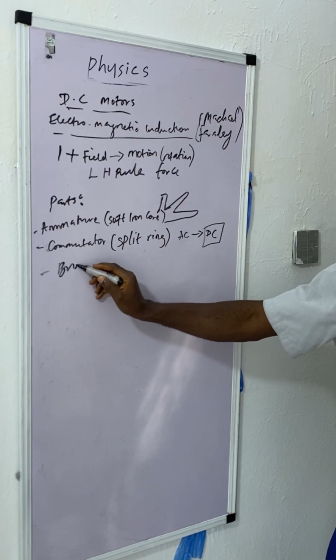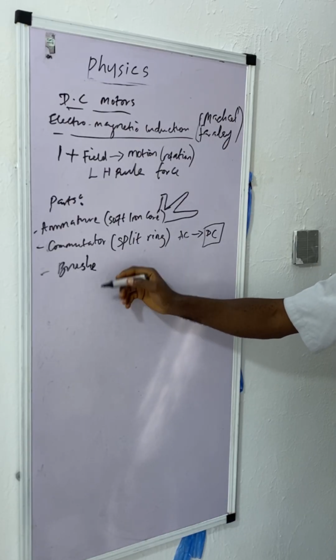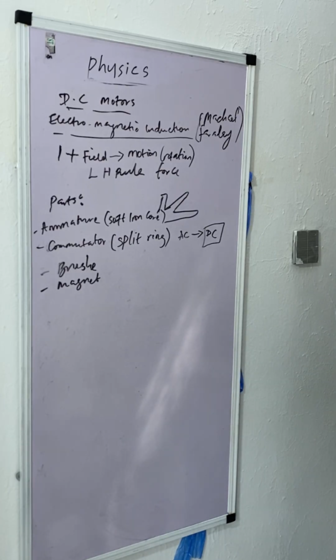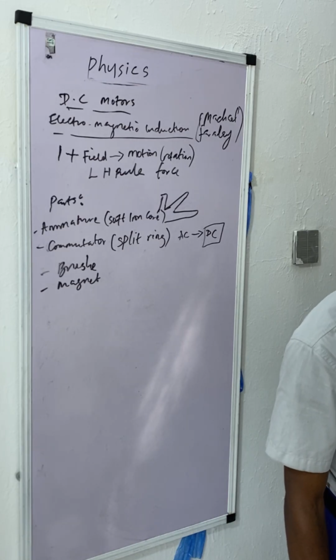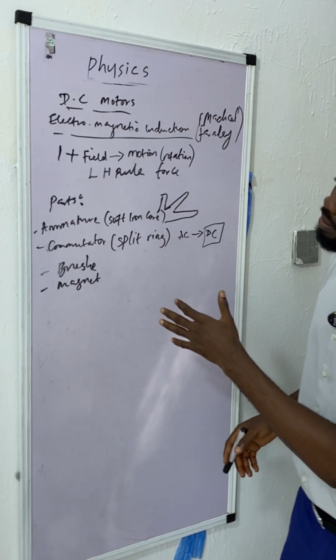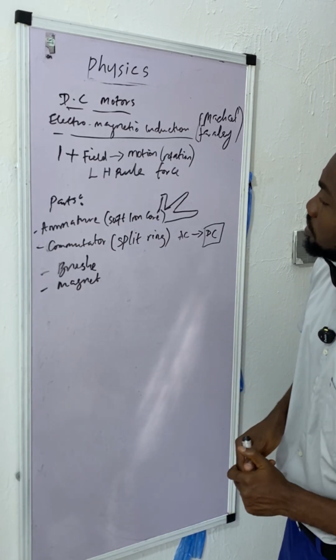Direct current. We also have parts like brushes, and also we have magnetic field or magnet. These are the parts of a DC motor. So the motor usually converts electrical energy to what? To mechanical energy. That's electrical to kinetic energy.